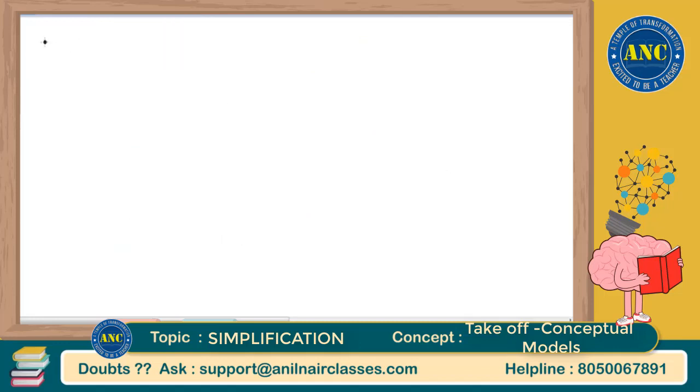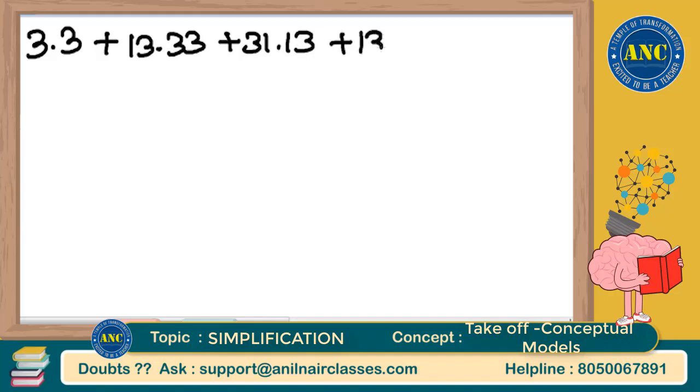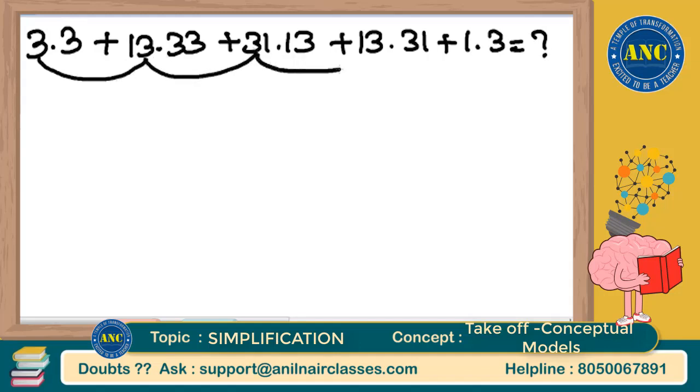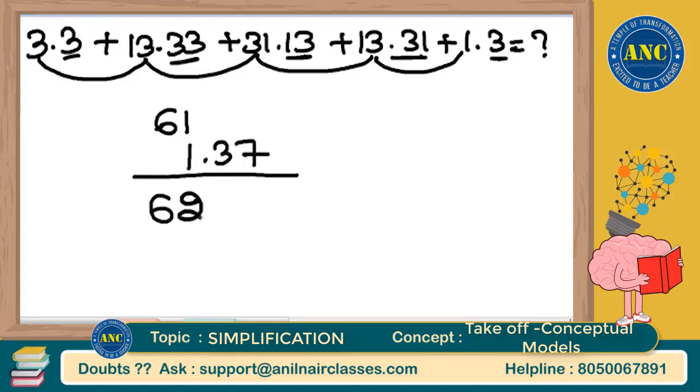One question of similar sort. Again 3.3 plus 13.33 plus 31.13 plus 13.31 plus 1.3. Add the whole numbers quickly. It is 16. 16 plus 31 is 47. 60 and it is 61. 61 is what I got. 0.3 plus 0.33 is 0.63. 0.63 plus 0.13 is 0.76. 0.76 plus 0.31 is 1.07. Plus 0.3 is 1.37. Answer is 62.37.